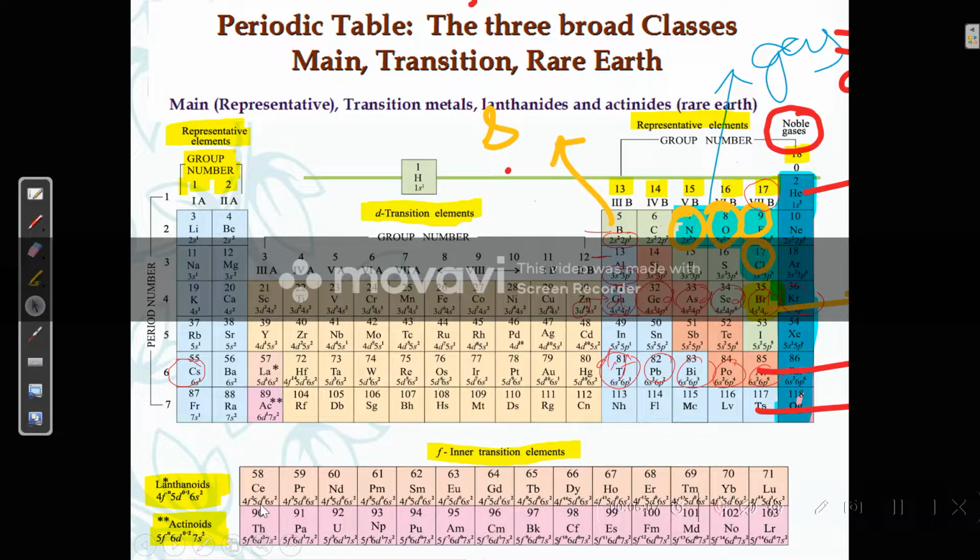उसके पहले का shell क्या है? 5th. उसके पहले का shell क्या है? 4th. So you see here, outermost shell तो incomplete है, the inner shell is incomplete, and the inner का inner shell भी also incomplete.